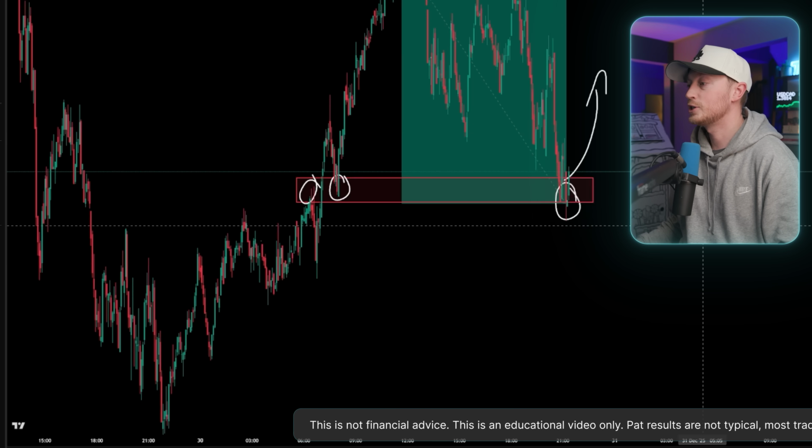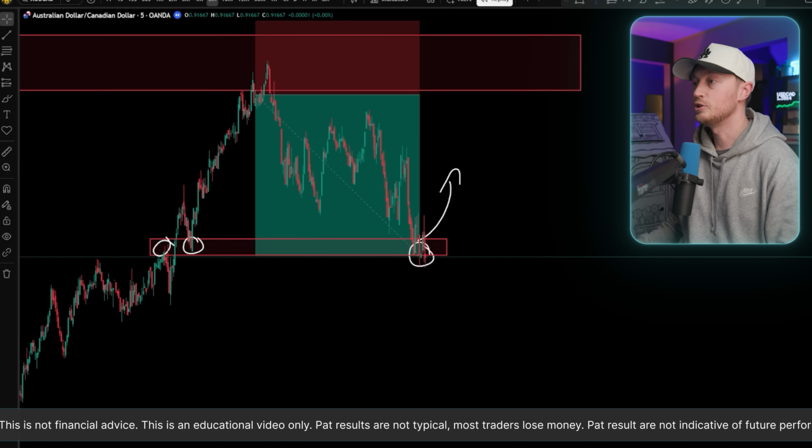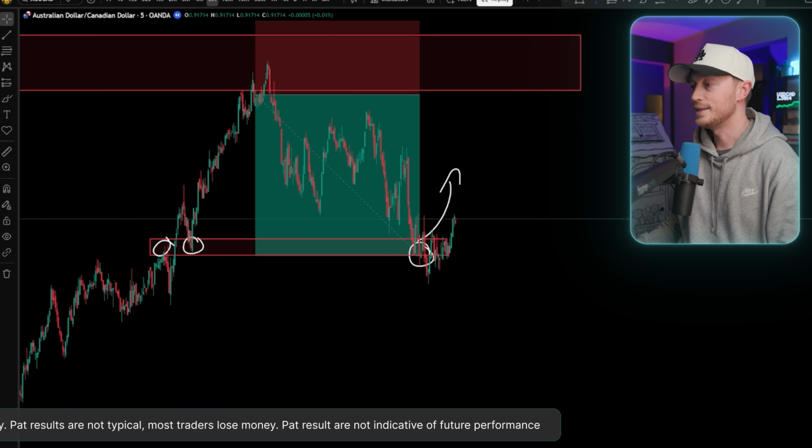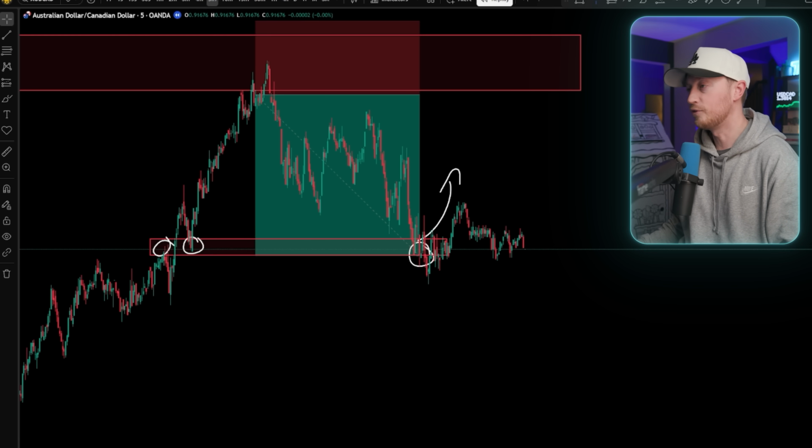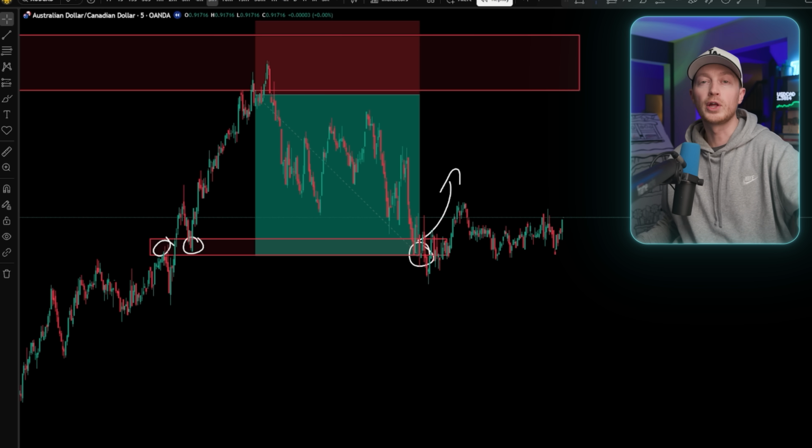Now, in this case, I was wrong, okay? If I continue to play this trade out, you will see it did take a while, but this trade went way further down. So I left some profit on the table.